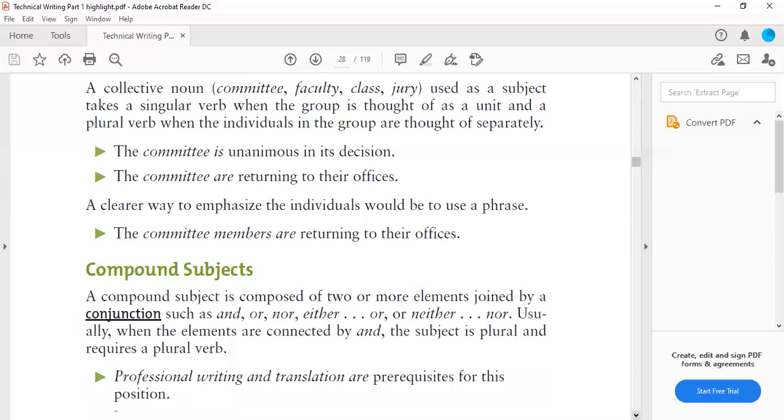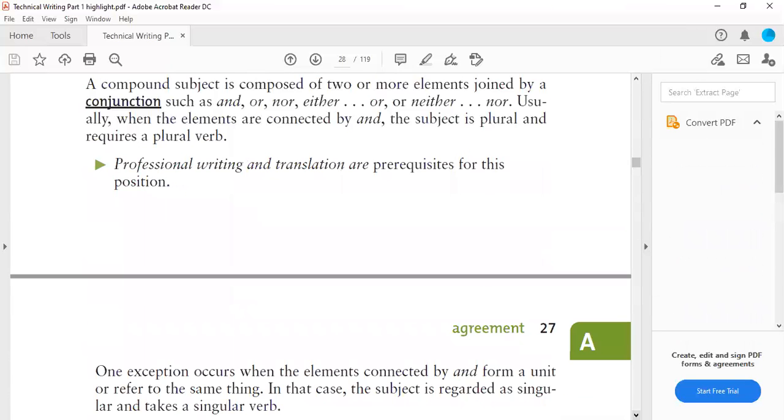And then we have the compound subject. A compound subject is composed of two or more elements joined by a conjunction, such as and, or, nor, either, or neither, nor. Usually when the elements are connected by and the subject is plural and requires a plural verb. For example, professional writing and translation are prerequisite for this position. Here we have writing and translation joined together in a conjunction, so they become plural because we have two things. One exception occurs when the elements connected by and form a unit or refer to the same thing. In that case, the subject is regarded as singular and takes a singular verb.